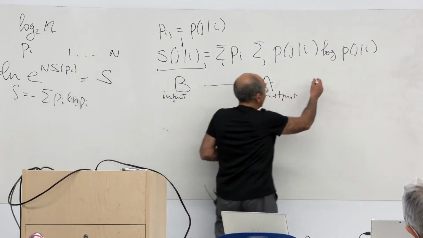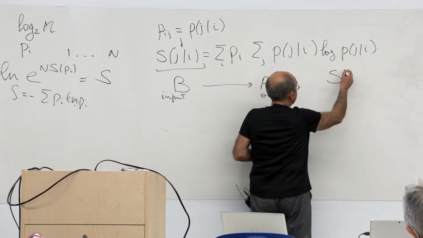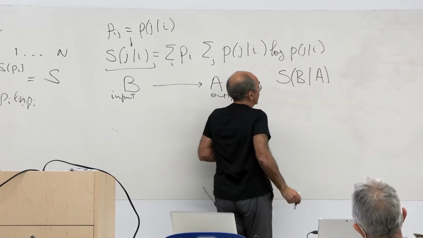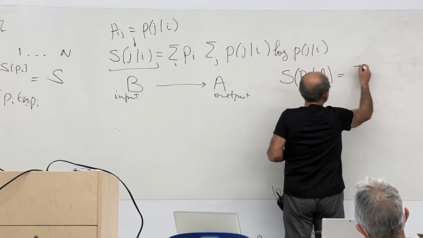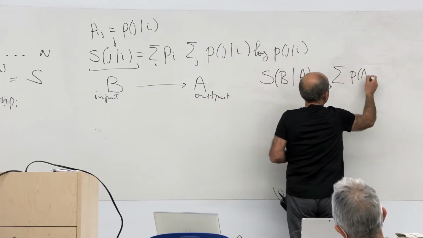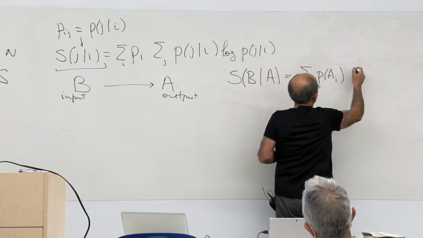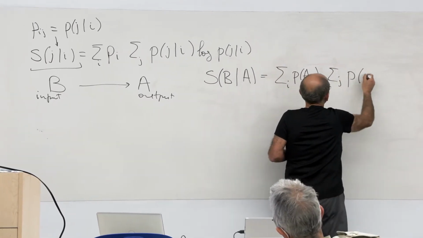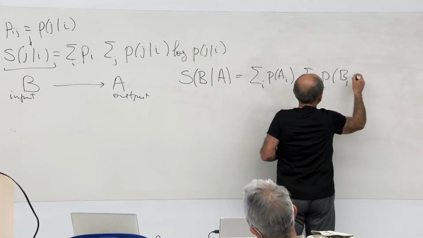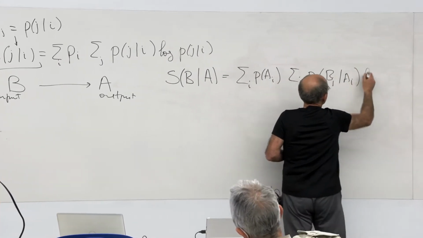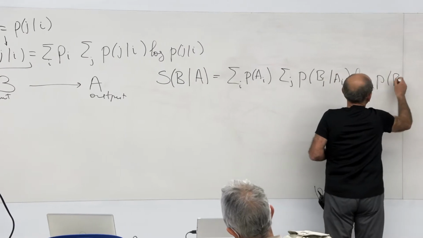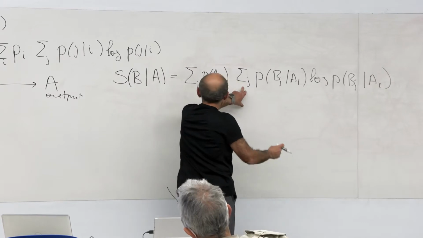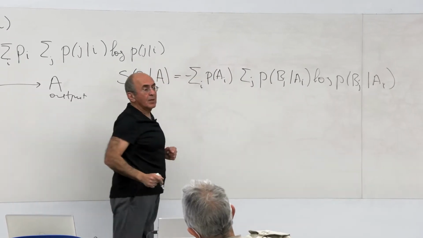Then I, of course, must say that this is S of B under the condition of A, right? So generally, it's a sum over all i of p of A_i, sum over j of p of B_j given A_i, log p of B_j given A_i, with a sign minus, right?